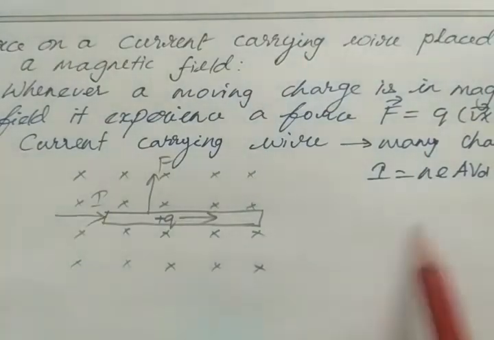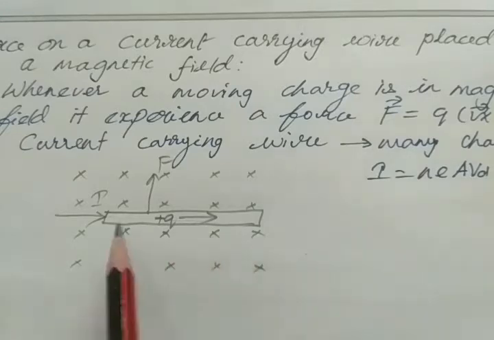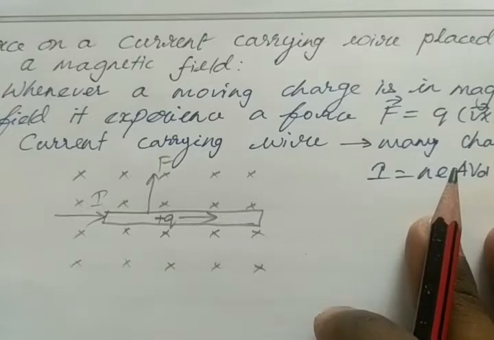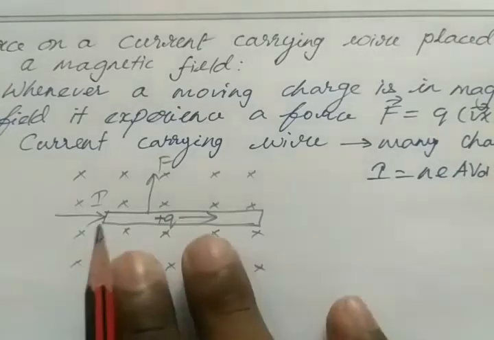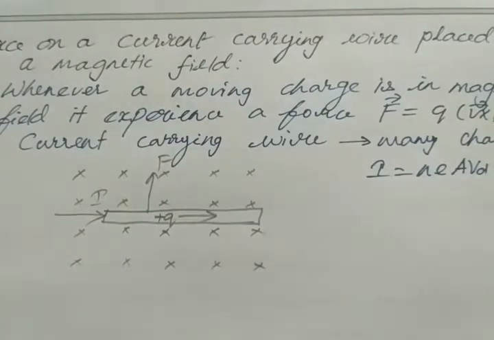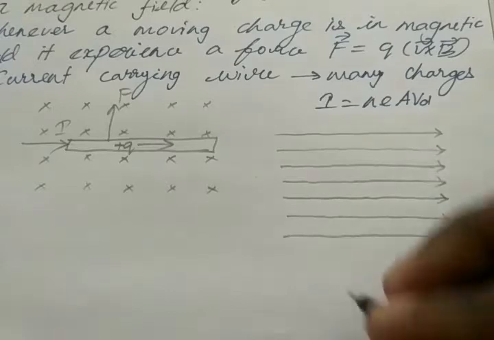Okay, so this current depends on nEAVd. Okay, so this conductor has many charges. Now we are going to solve a derivation to find the force acting on all these charges, or acting on the conductor. Here we have a magnetic field which is moving from negative x-axis to positive x-axis. Okay, so inside this magnetic field we place one conductor, a current carrying conductor.